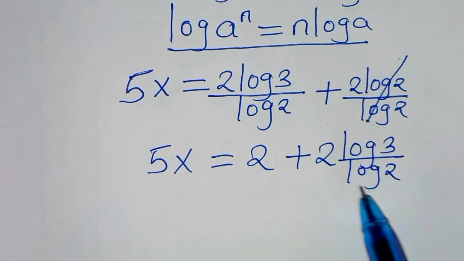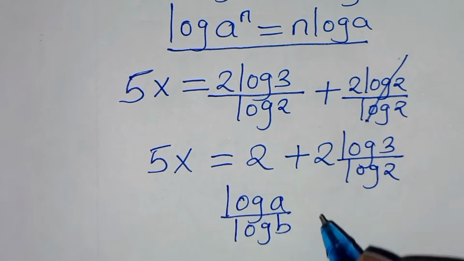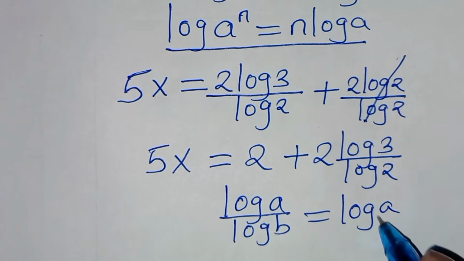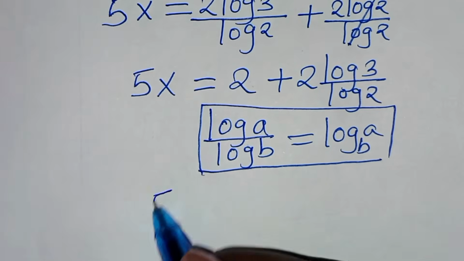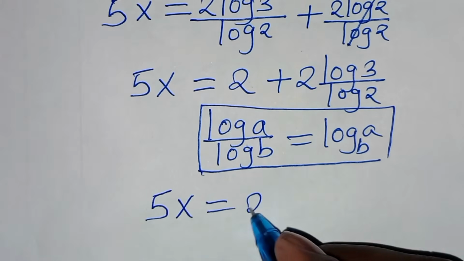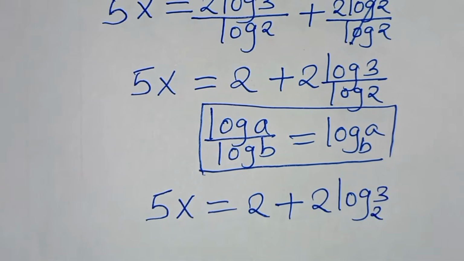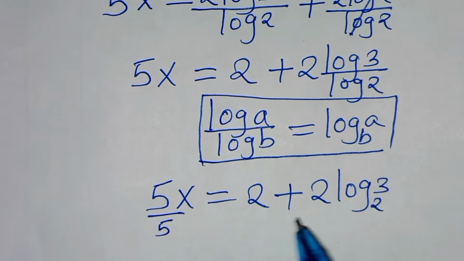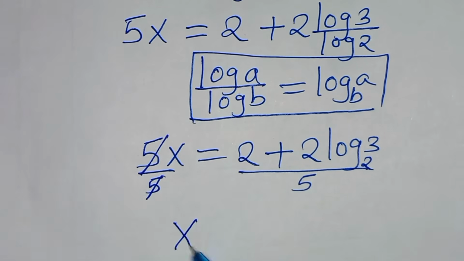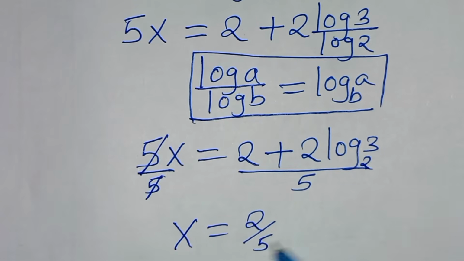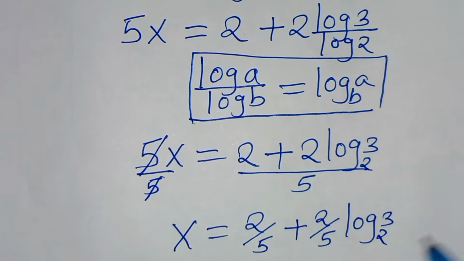Now, log 3 divided by log 2 is in the form of log a divided by log b, which we can express as log a to base b. Applying this logarithm property, here we have 5x is equal to 2 plus 2 log 3 to base 2. Let's divide both sides by 5, so that now the value of x is equal to 2 over 5 plus 2 over 5 log 3 to base 2.